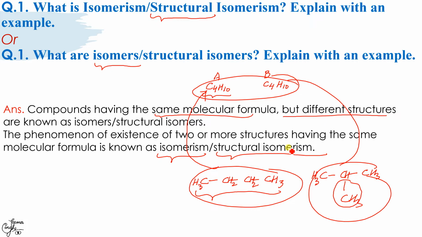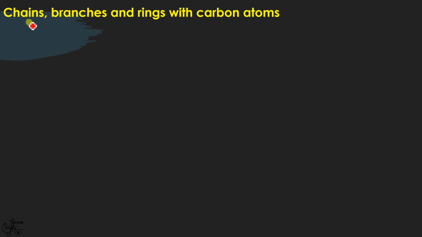Now, before we move on to how to write down the isomers for a given molecular formula or a given compound, we need to understand chains, branches and rings with carbon atoms. Although this is a small topic and you are not expecting questions from here, from here we'll talk about one family called cycloalkanes, and there is one question from cycloalkanes in your NCERT. So we'll quickly understand what chains, branches and rings are. Let us begin with chains or straight chain.